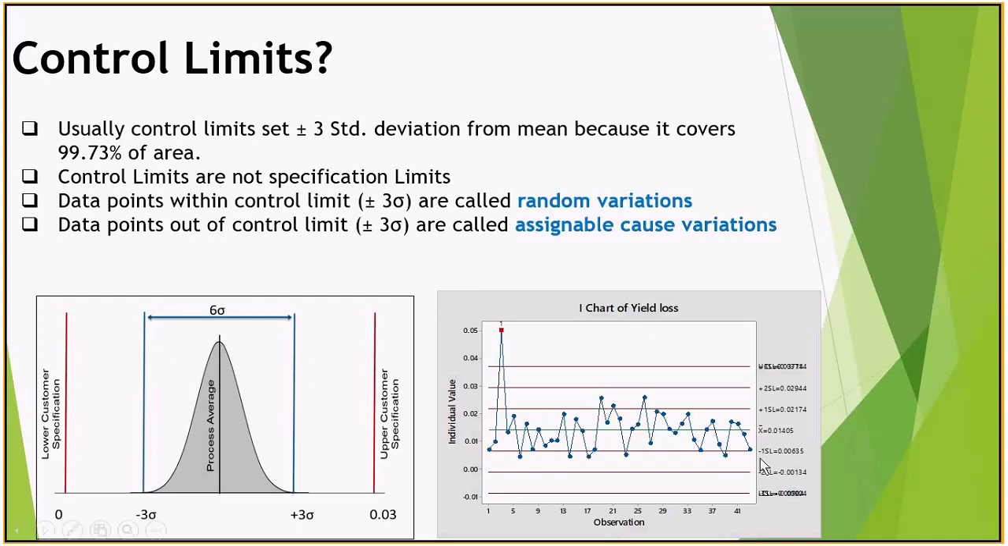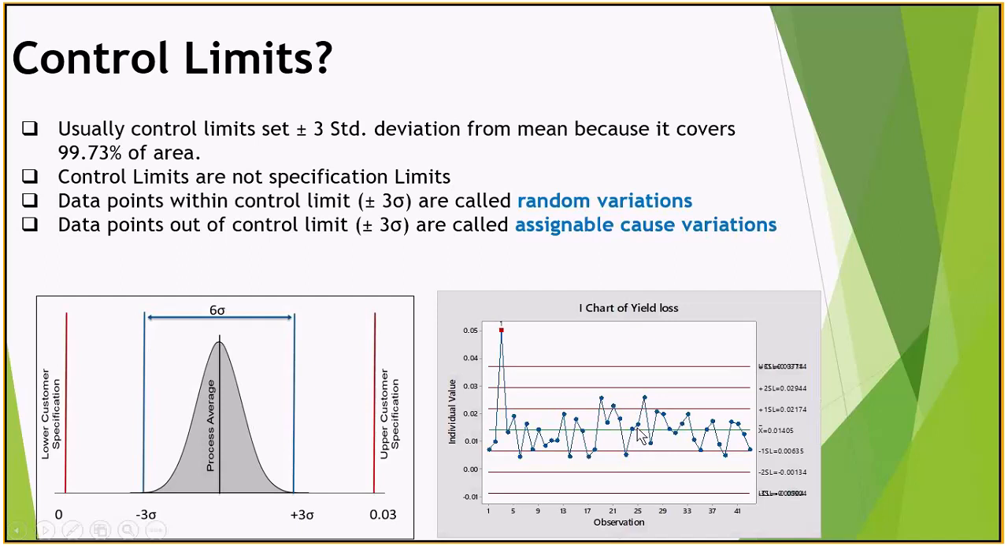And not only that, if somebody wants to know what my plus and minus 1 standard deviation is, this is the area of plus and minus 1 standard deviation. This is the area for minus 2 standard deviations and plus 2 standard deviations. Any data point lying between plus minus 3 standard deviations is called random variation. These data points which are lying within plus and minus 3 standard deviations are random variations, the inherent variations in the process. No need to worry too much about this.